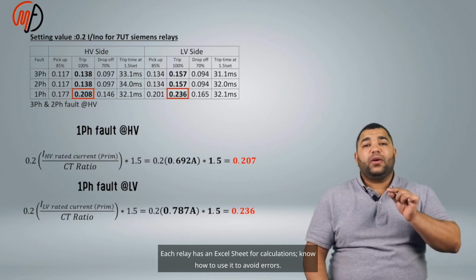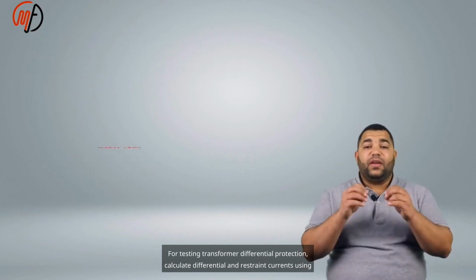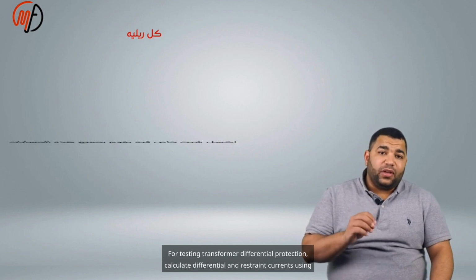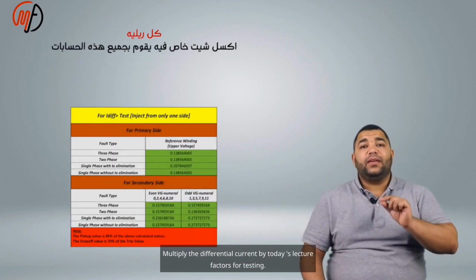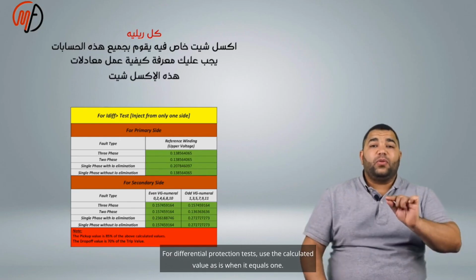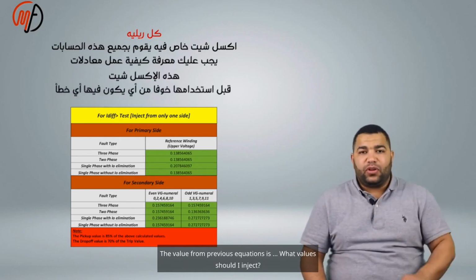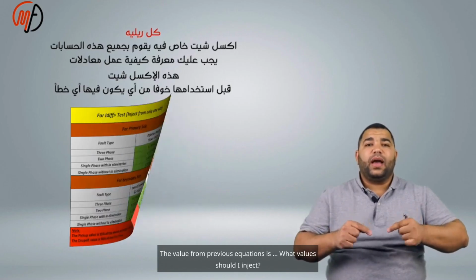Each relay has an Excel sheet for calculations. Know how to use it to avoid errors. For testing transformer differential protection, calculate the differential and restraint currents using equations from episodes 6 to 8. Multiply the differential current by today's lecture factors for testing. For differential protection tests on lines, use the calculated value as is, since the factor equals 1. The value from previous equations is, what values should I inject?